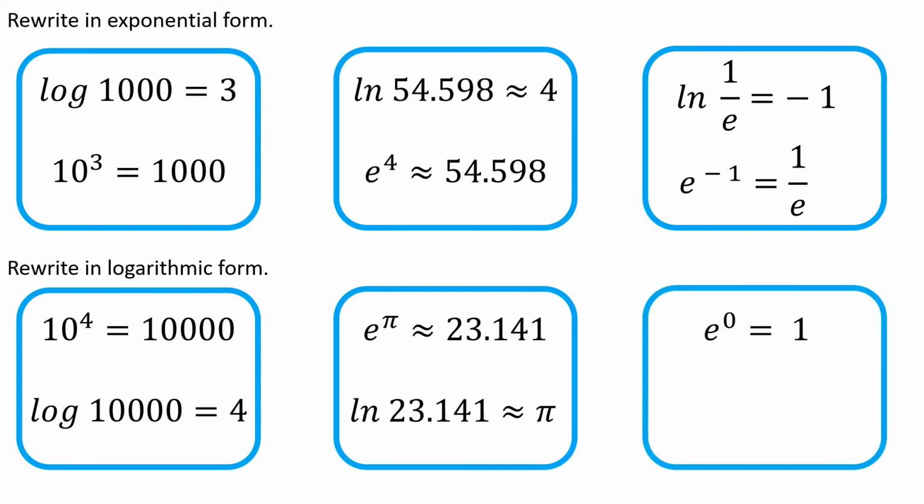e to the 0 power equals 1. Of course, that makes sense, right? Any number raised to the power of 0 has to equal 1. So I've got a log base e, but of course I'm not going to write log base e. I'm going to write ln for natural log. The value is 1, and of course the exponent is 0, so natural log of 1 equals 0.